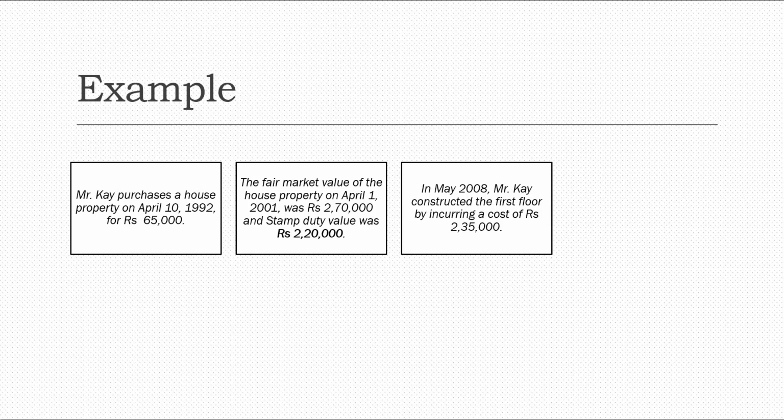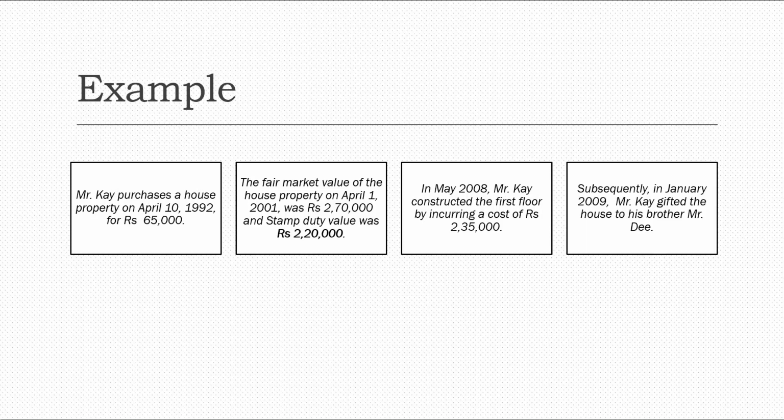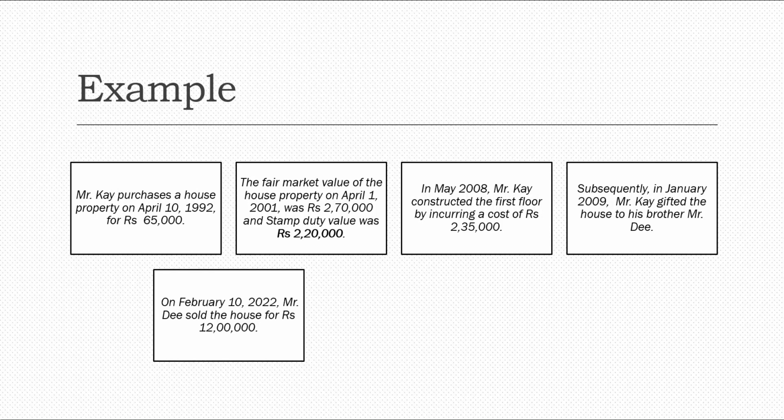In May 2008, Mr. K constructed a first floor by incurring a cost of 2,35,000. So he built a first floor by spending 2,35,000. Subsequently, in January 2009, Mr. K gifted the house to his brother, Mr. D. Okay. So you are Mr. D. Okay. On February 10th, 2022, Mr. D sold the house for 12 lakh. So you have sold it.